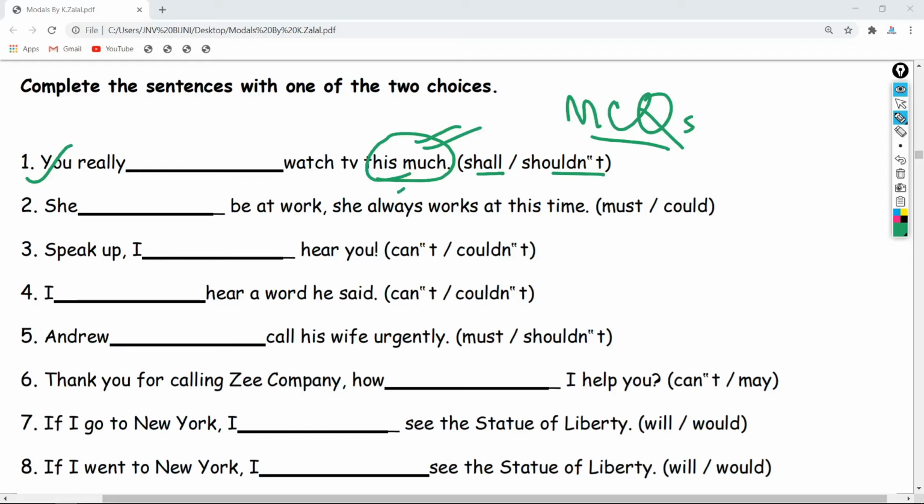Number 2. She must or could be at work. She always works at this time. Here, my dear children, the golden rule is that you are to read the full sentence. Try to understand the left and right of the sentence. If it is a compound sentence, then read the full sentence, because one part of the sentence may support what form of the modal will come. Therefore, here you see, she must be at work. She always works at this time.